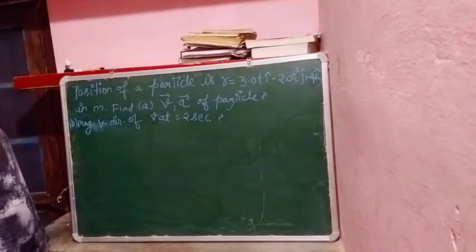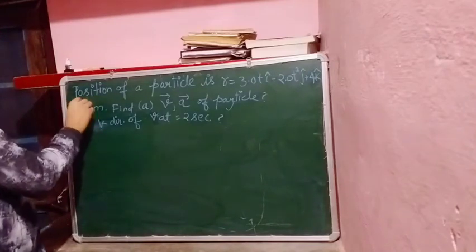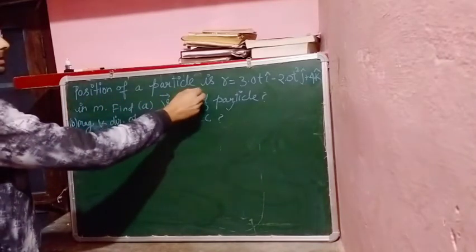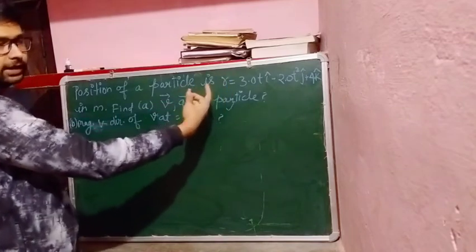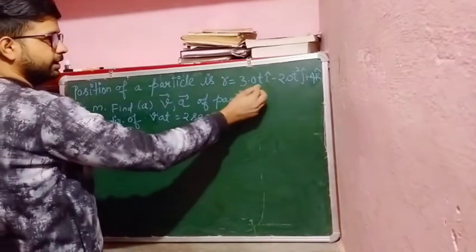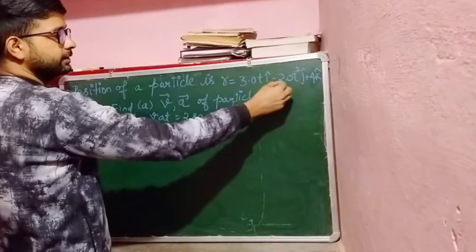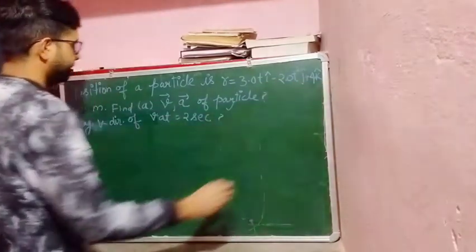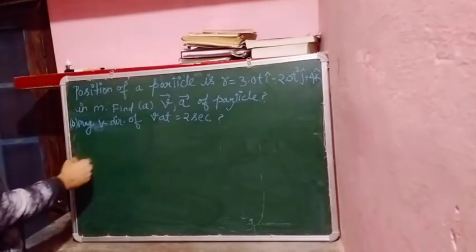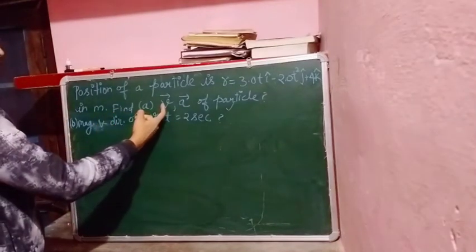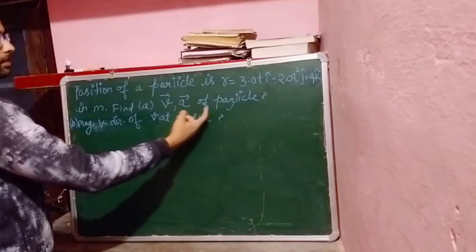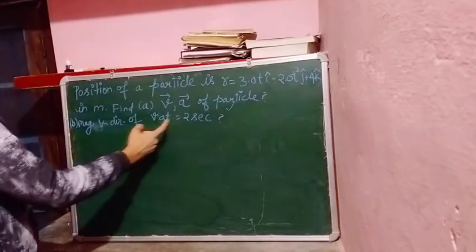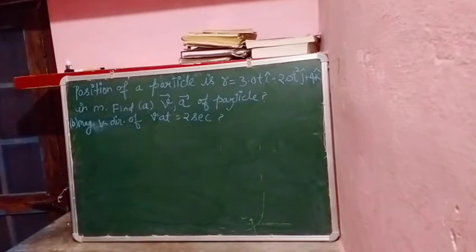Here we have got a question. It says that the position of a particle is given by this position vector, which is 3t i cap minus 2t square j cap plus 4k cap, in meters. Find the velocity and acceleration of the particle. And the second one is the magnitude and direction of v at 2 seconds. So there are two parts.